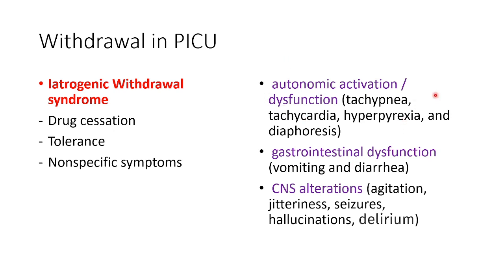For example, common features are autonomic activation dysfunction like tachypnea, tachycardia, hyperpyrexia, and diaphoresis. Some GI dysfunction is very common, like vomiting, diarrhea. CNS alteration is core features like agitation, jitteriness, seizures, tremors, hallucinations, and delirium. Delirium, as you see, is a part of withdrawal also. There's a lot of overlap in these symptoms.